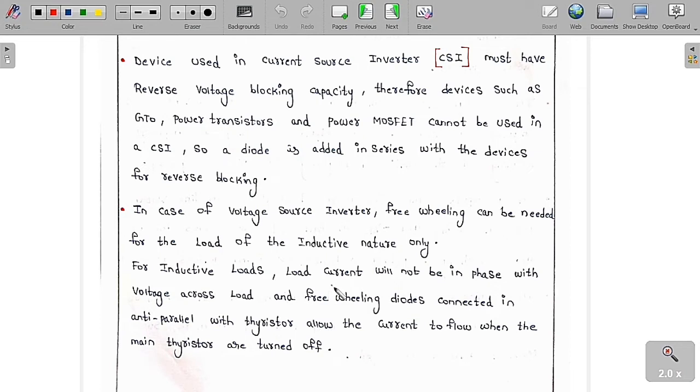That is the reason we can use MOSFET devices in the voltage source inverter, but not in the CS side. Whatever devices you use in a voltage source inverter, they don't need to withstand the reverse voltage. But whatever devices you use in a CSI, they must even withstand the reverse voltage.